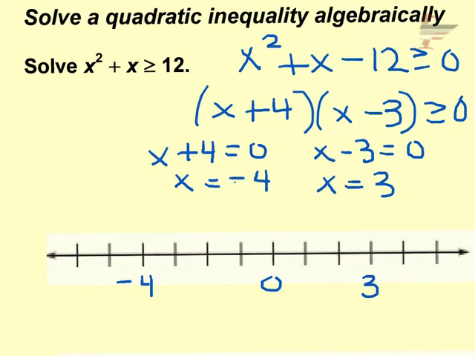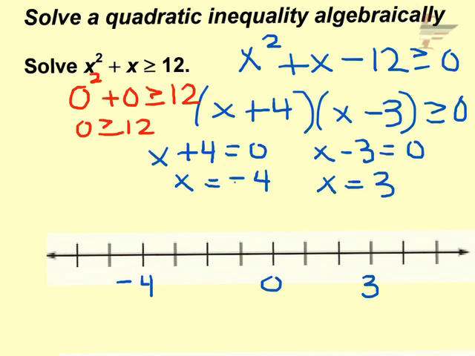I'm going to test it in my original equation, because I know I didn't mess up my original equation. If I put 0 in there, 0 squared plus 0 is greater than or equal to 12. Is 0 greater than or equal to 12? No, it's not. So I don't want my inequality answer to go anywhere near 0. In other words, I have to be greater than 3, because if I were less than 3, I'd capture 0.